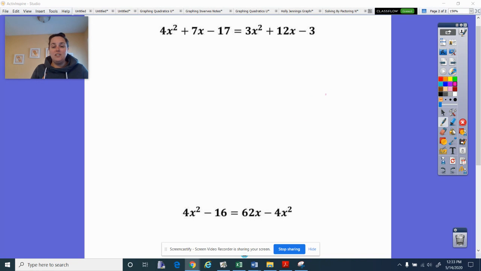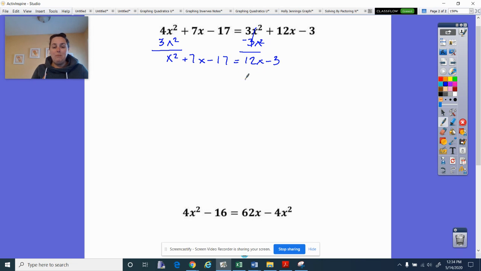So we need to get these equal to 0, and I always like to make sure that my a value is going to be positive, so I'm going to move my positive 3x squared by subtracting 3x squared from the right side, and what I do to the right side, I'm doing to the left side. So I have x squared plus 7x minus 17 equals 12x minus 3.